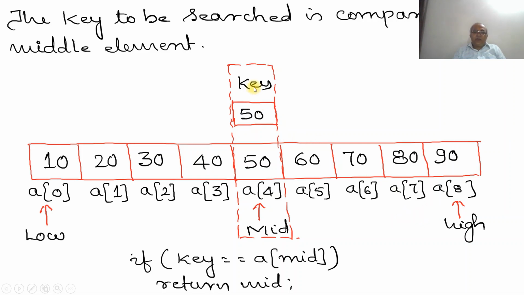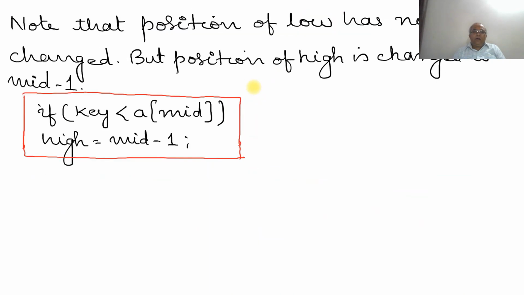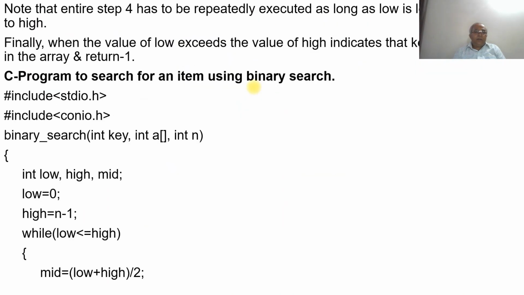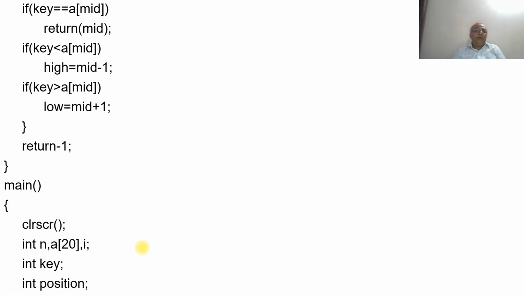Then we have the key element, int key. All are of the integer type. Low will be equal to 0, high is equal to n minus 1. While low is less than or equal to high, open the parenthesis, mid will be equal to low plus high by 2. This is as per the formula. If key is equal to a[mid], then return mid. If key is less than a[mid], then high will be equal to mid minus 1.